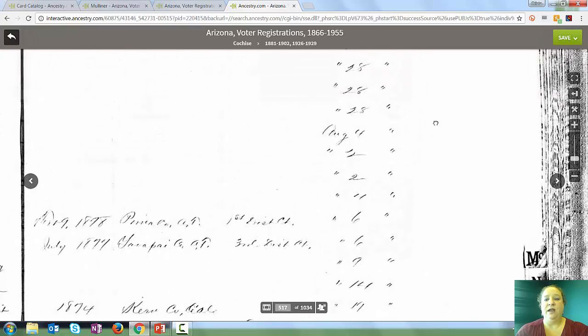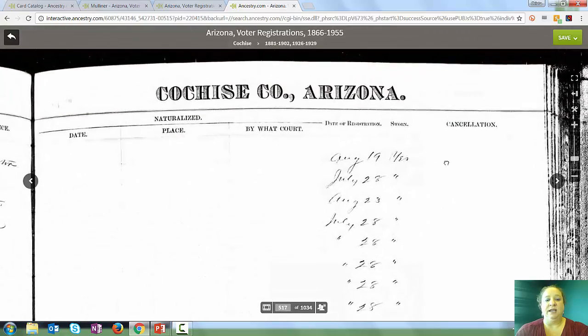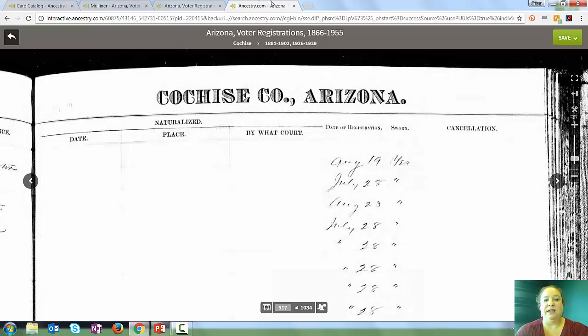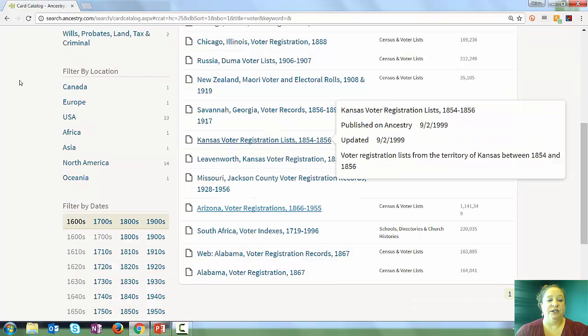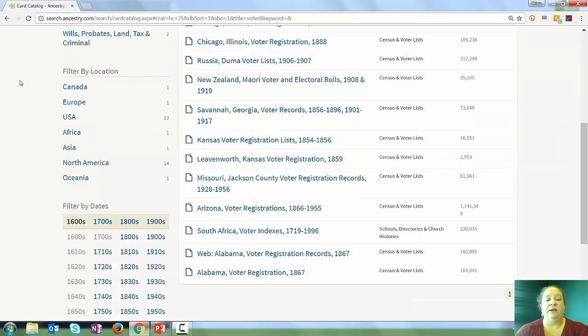That's something you can look for. I was looking for a cancellation. Doesn't seem to be any on these pages, but that's an indication that somebody has moved out of the county, and so they have canceled their local registration. So that's an example of a voter registration image out of the state of Arizona.